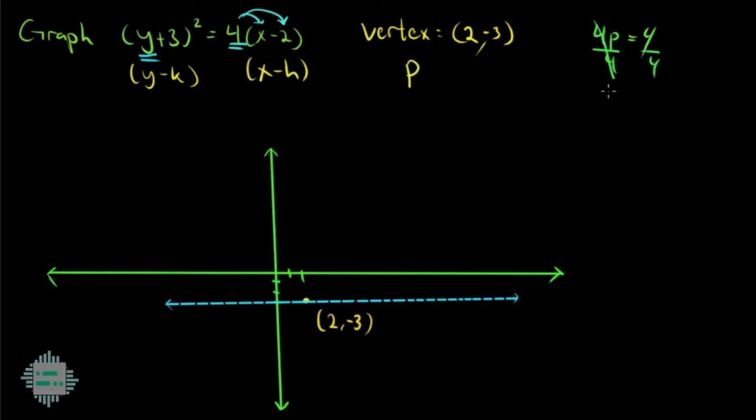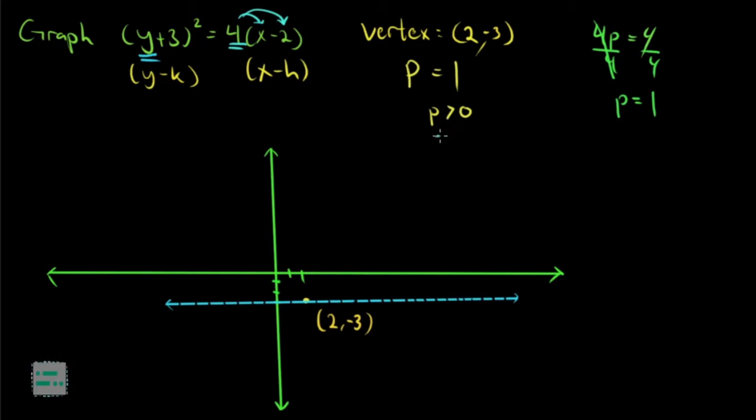4 divided by 4 is 1. So, p na lang ang problema mo sa left. P na lang matitira sa left. And then on the right side, 4 divided by 4 is 1. You now know that p is positive 1. At kapag positive si p, if it is greater than 0, and your axis of symmetry is horizontal, ang opening niya is to the right.